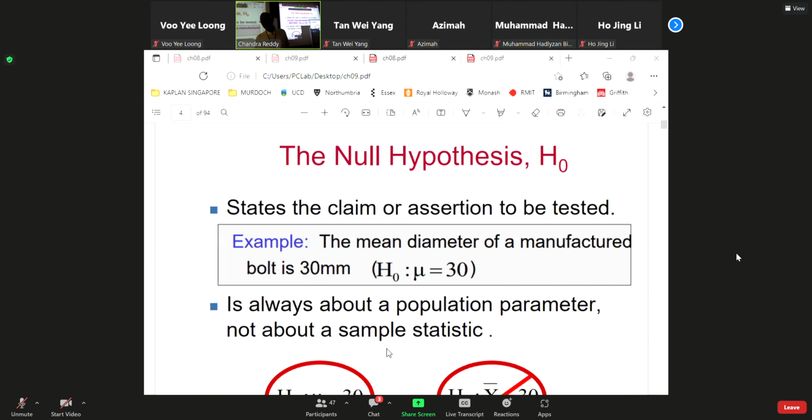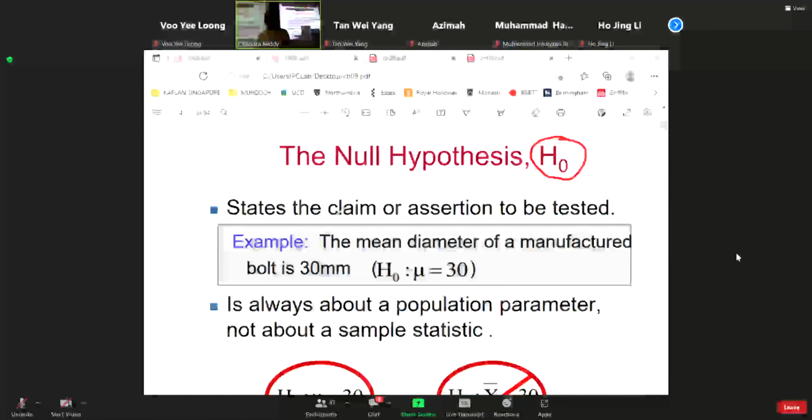Okay. Now the hypothesis, we can categorize into two: a null hypothesis and an alternate hypothesis. So the null hypothesis is always written with a capital H and the subscript 0. So this is the null hypothesis.